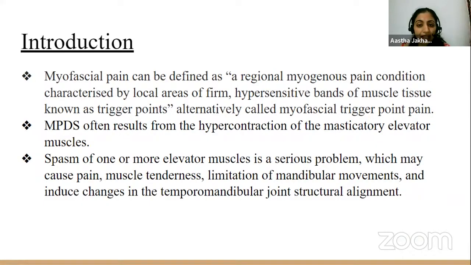So there is a pain of the muscle and along with it, there is an inflammation of the underlying connective tissue. When we talk about the myofascial pain, it can often be called as the MPDS or myofascial pain dysfunction. It is a regional myogenous pain condition characterized by local firm hypersensitive bands of muscle tissues called as the trigger points, and thereby it can also be called as the myofascial trigger point pain. It results from the hypercontraction of one or more elevator muscles, leading to the pain, tenderness of the muscle, even the TMJ problems and limitation of the mandibular movement.